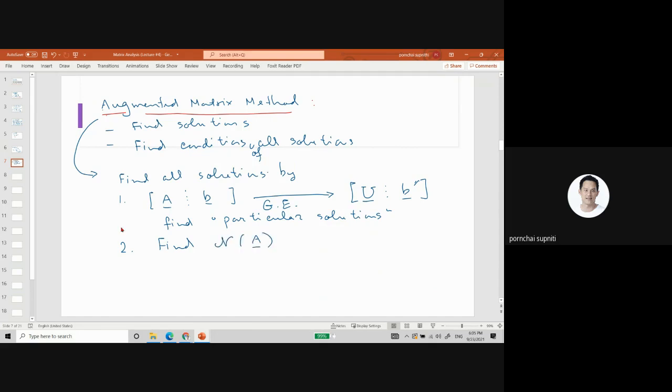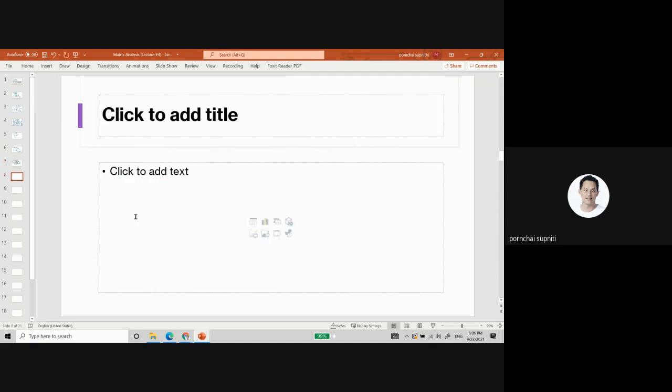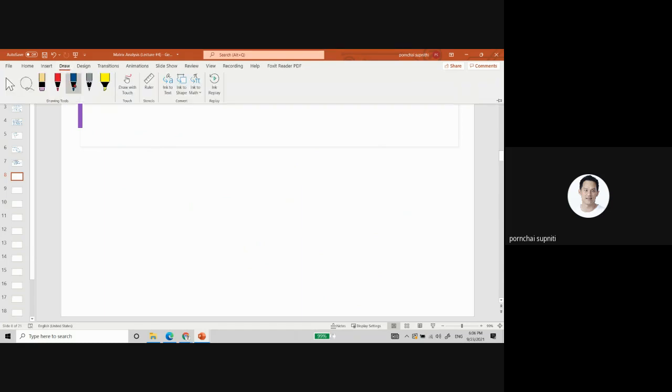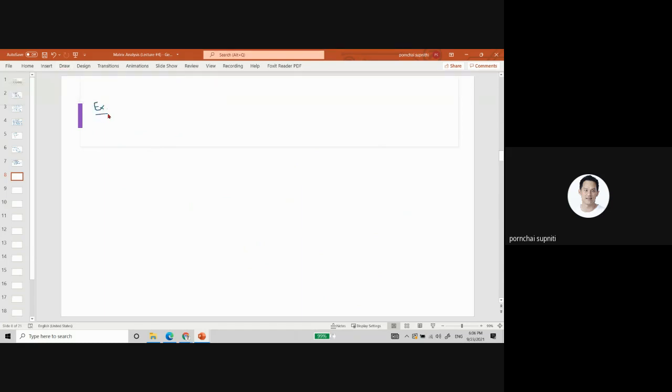Okay. So let's look at this method from an example for better understanding. I think there's a slight bug in the program today. I don't know why, but okay. So let's look at an example.